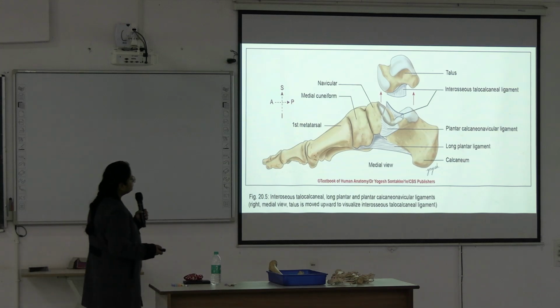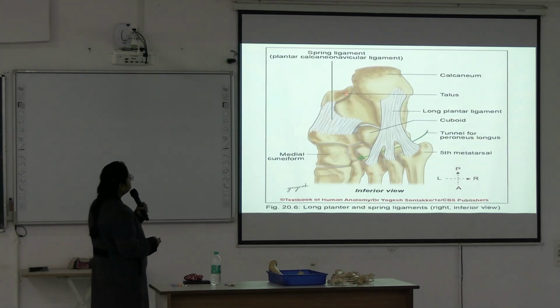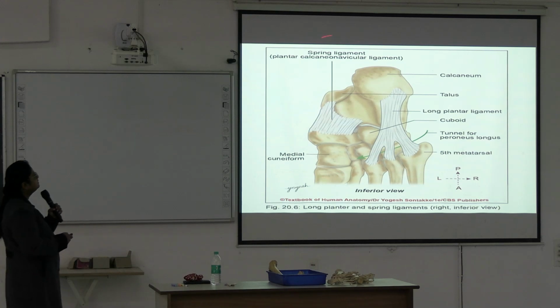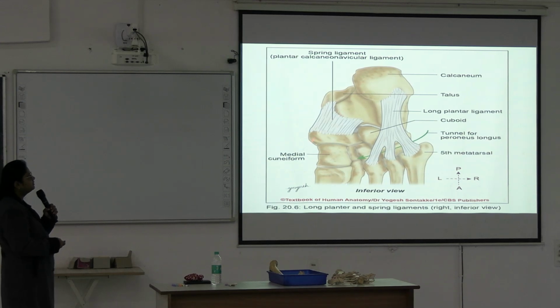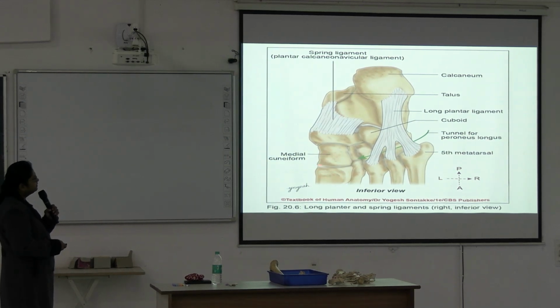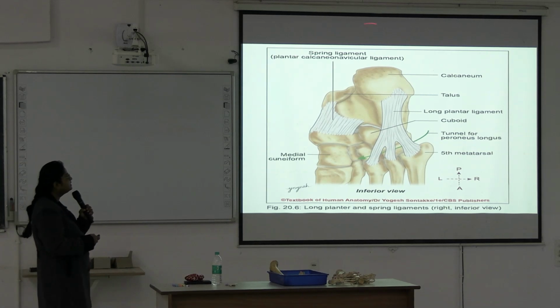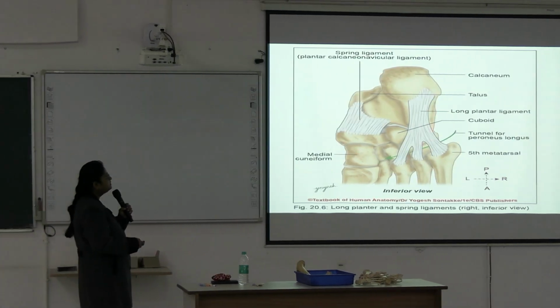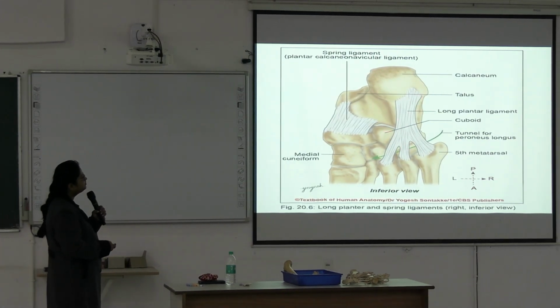Next, here you can see the spring ligament, the plantar calcaneo-navicular ligament, connecting the calcaneum with the navicular. So this is the spring ligament. Spring ligament is important. This is the long plantar ligament connecting the calcaneum with the base of the metatarsals, and one tunnel is formed, the tunnel for peroneus longus.